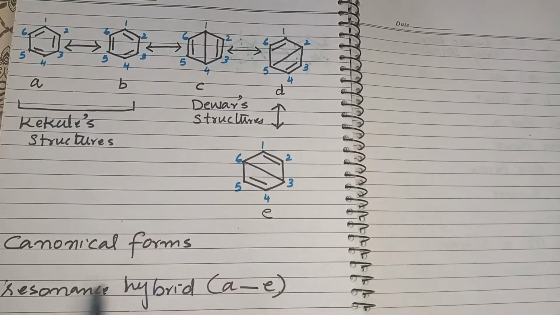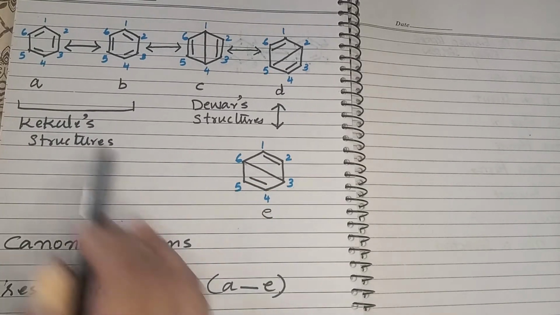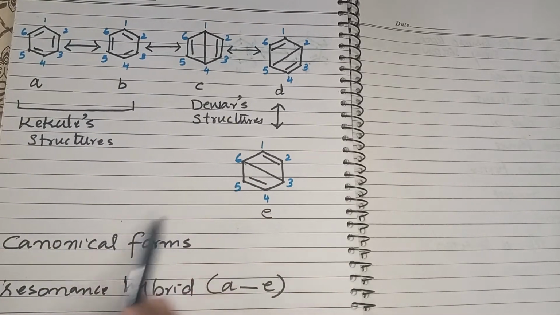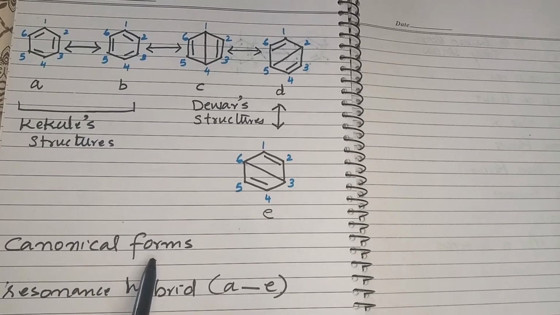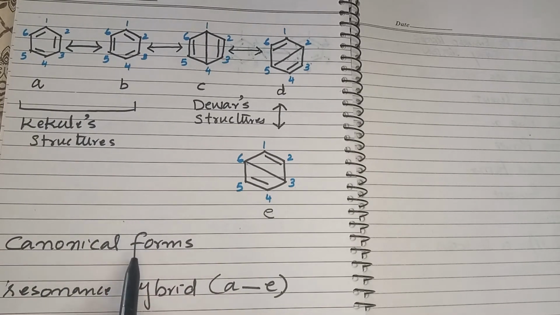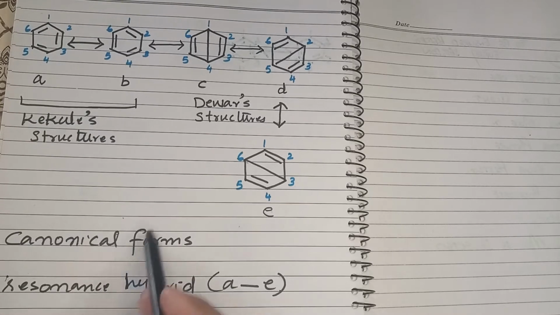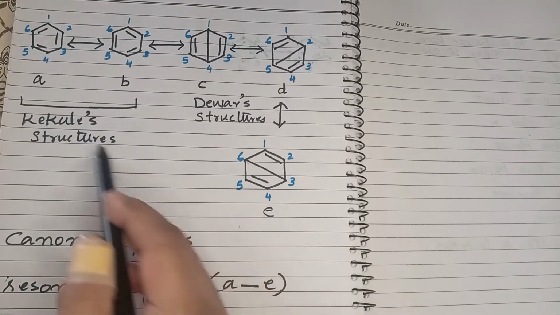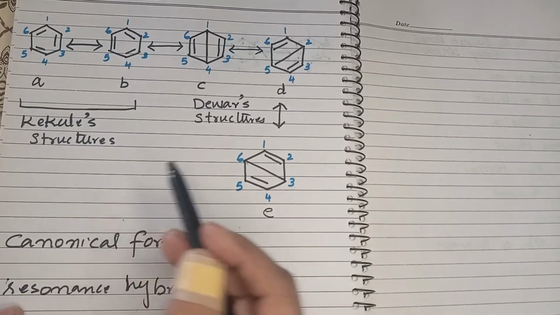The actual structure of benzene is the resonance hybrid of all these 5 structures, which are known as the canonical forms. Stability of benzene increases with an increase in the number of resonance structures. The greater the number of resonance structures, the greater the stability.